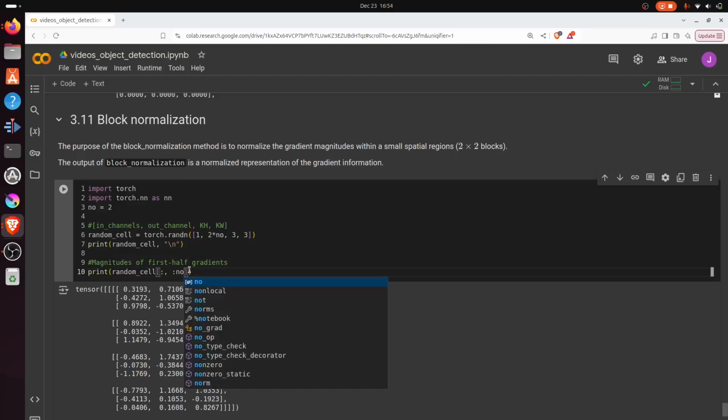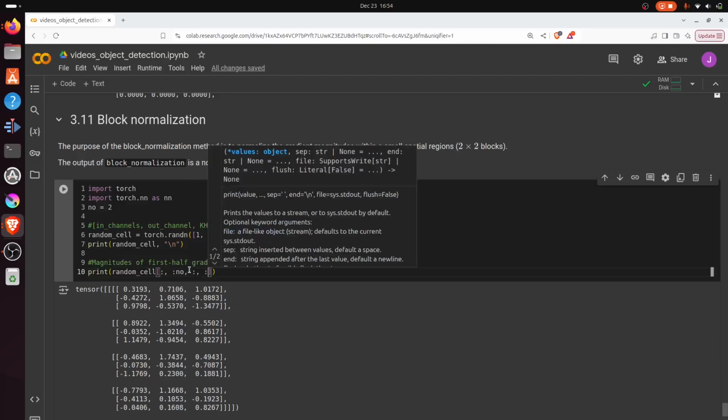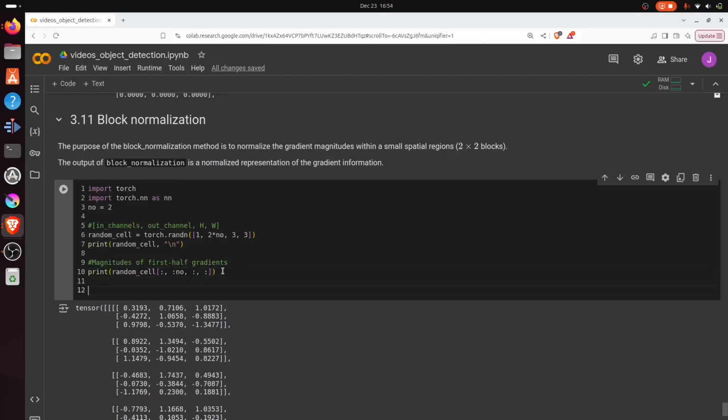Great. And for the rest, we want to keep the exact same shape of the original tensor, so we just stop it there. Just for the sake of clarity, let's state that this is height and this is width. So this is the shape for the first half, and analogously we can obtain the second half of the magnitudes of the gradients, basically the opposite gradient directions.